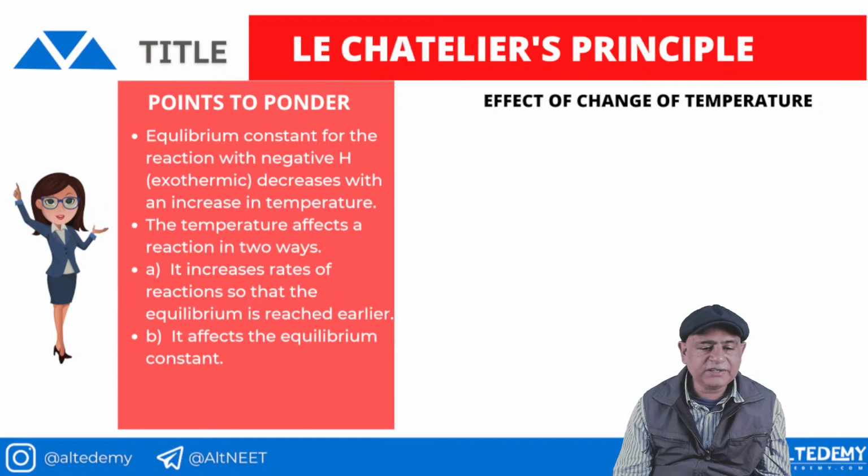The temperature affects a reaction in two ways. It increases the rate of reaction so that the equilibrium is reached earlier, and it affects the equilibrium constant. Both things are done by increasing the temperature.